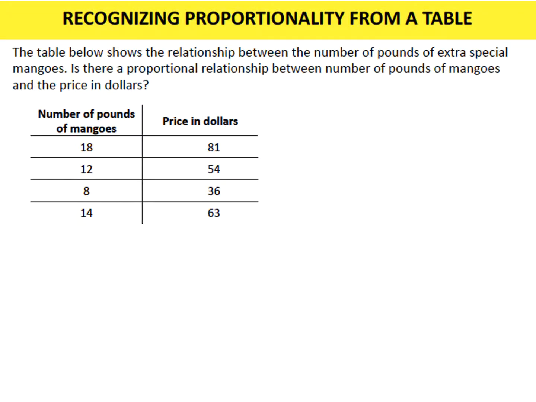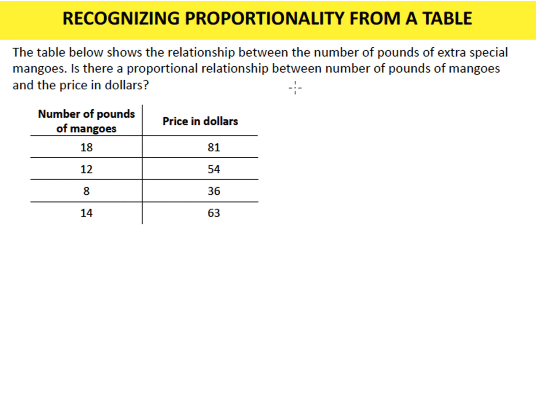In this video, we will look at how to recognize if there is a proportional relationship between two quantities, or if there is a proportionality between two quantities. So we are given this information where we have number of pounds of mangoes and price in dollars. So how do we figure out if there is a proportional relationship between the number of pounds of mangoes and the price in dollars? One way we can do it is by setting up these ratios and simplifying them.